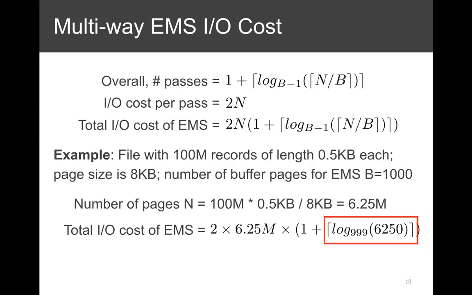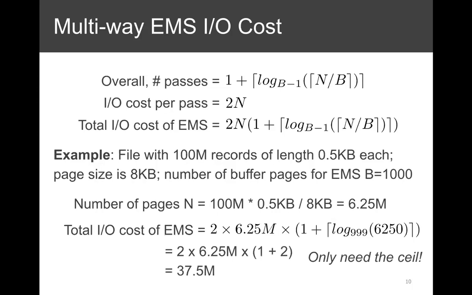You just need the power of 999 that is above 6250 or equal to that. And clearly 999 to the 1 is less than 6250, 999 to the 2 is greater than 6250, and therefore that expression is exactly 2. Okay, so the overall cost is 2 times 6.25 million times 1 plus 2, which is 37.5 million page I/Os.